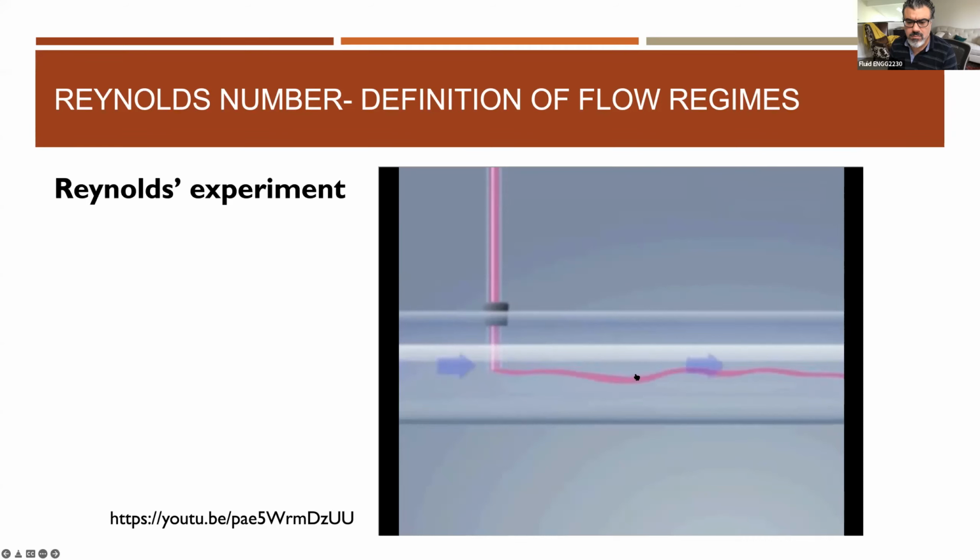However, when the velocity of the flow increases, the coloured trickle becomes increasingly unstable, and with any further increase in the flow velocity, a turbulent and violent flow of the liquid ensues. This is called turbulent flow.